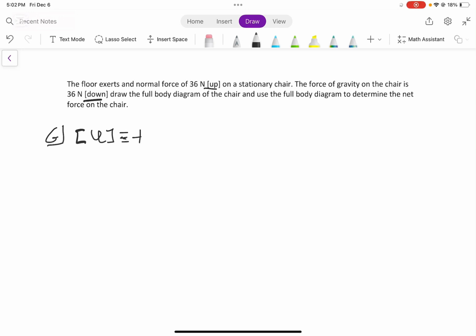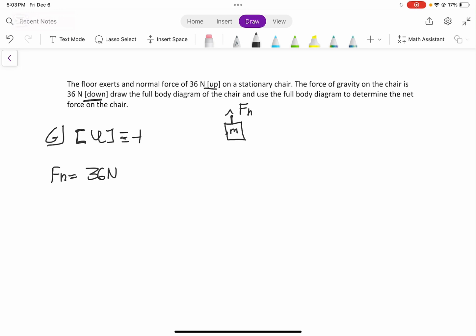So the floor exerts a normal force of 36 newtons up. If the floor is exerting a force of 36 newtons up, what does that really mean? Let's think about it a little bit. We have our free body diagram. We have a mass here, and the floor is exerting a force that way. If it's exerting a force up, it probably means that it's the force normal, because the force normal always opposes the force of gravity. So we can write Fn is equal to 36 newtons.